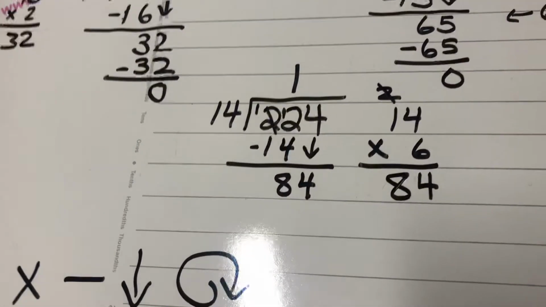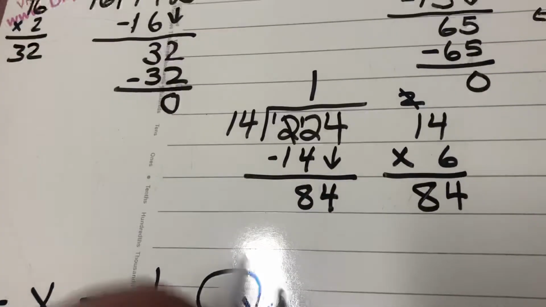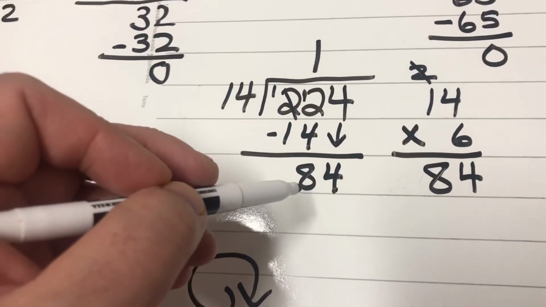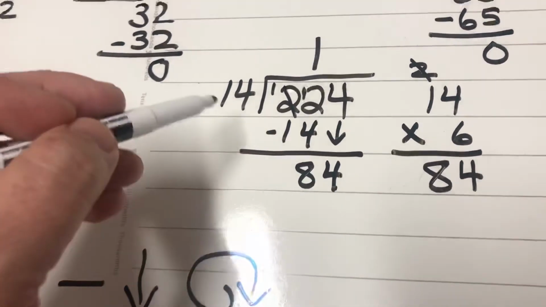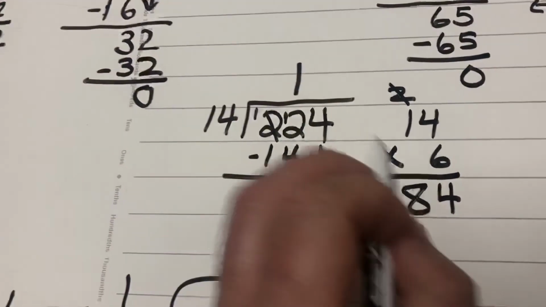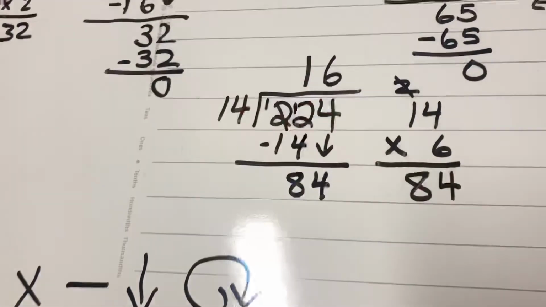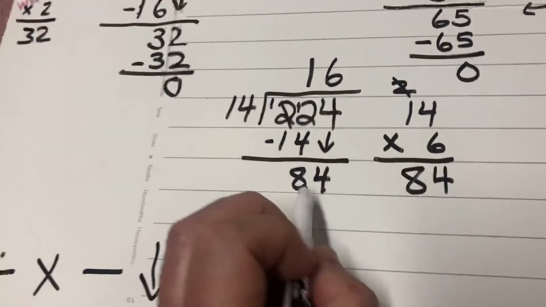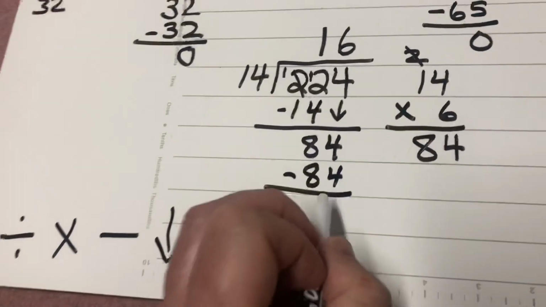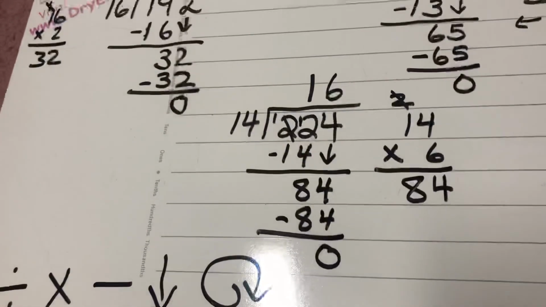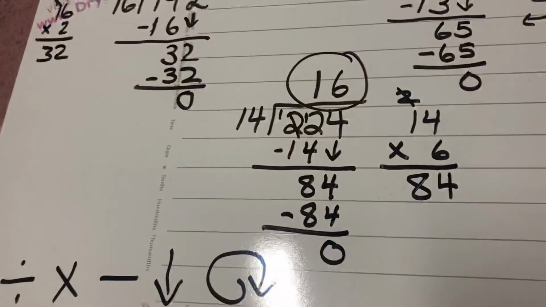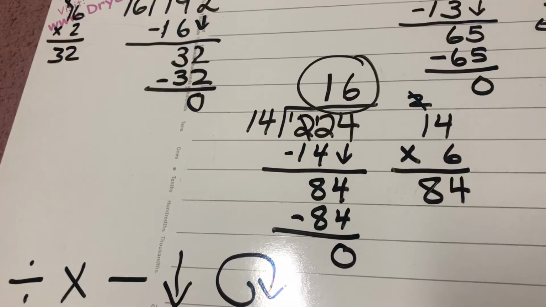And sure enough, I want to revert back, once again, and remind you of the subtraction. When I did 22 minus 14 and got 8, I'm good with that, because 8 is less than 14. And as I show here, 14 can go into 84. 6 times 14 is 84. 84 minus 84 is nothing. I end up with a final answer of 16.